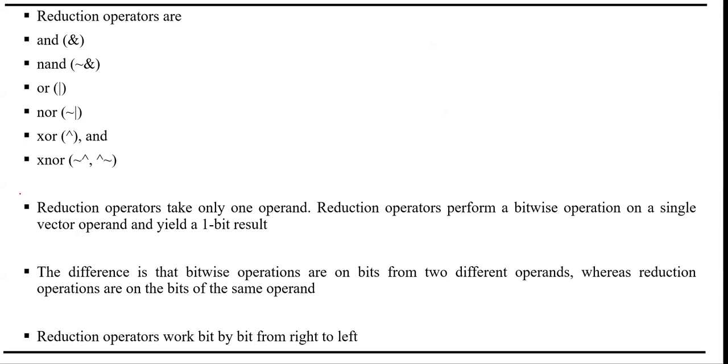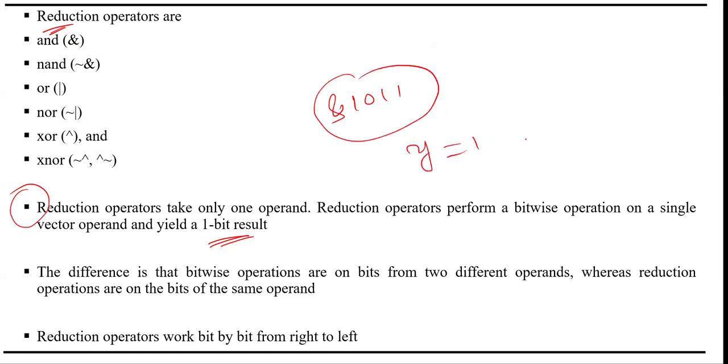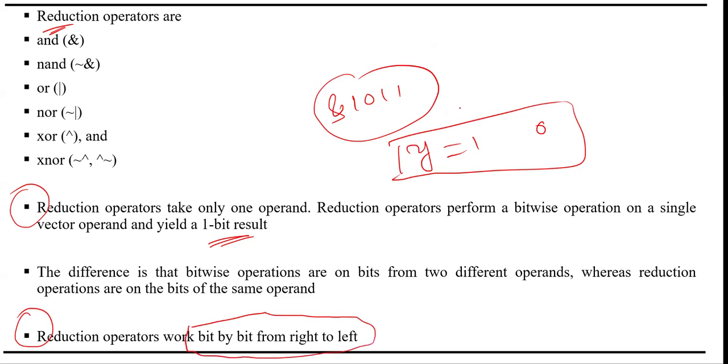Here, this is important. With a reduction operator, the end result will be a 1-bit result. That is quite obvious because you have this kind of thing and you are performing reduction. These are the reduction operators. So you will end up having maybe one or zero at the end of the reduction of this operation. But what is important here is that reduction operators work bit by bit from right to left, or you can remember it as from LSB to MSB. Anyone having any doubt?